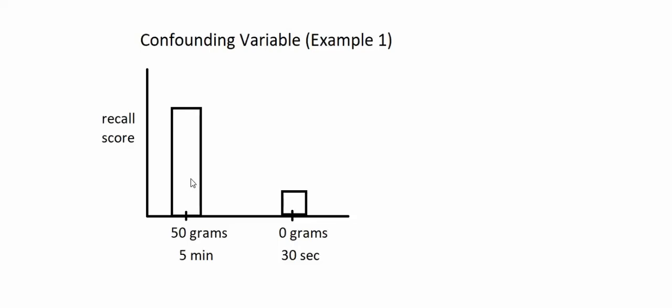The researcher doesn't know the exact reason why this first group did better on the recall test, and the researcher can't arrive at any conclusion. So that's why a confounding variable is a problem. If an experiment has a confounding variable and there's an extraneous variable that's unequal, the researcher can't confidently arrive at a cause and effect conclusion because there's more than one possible explanation for the data.